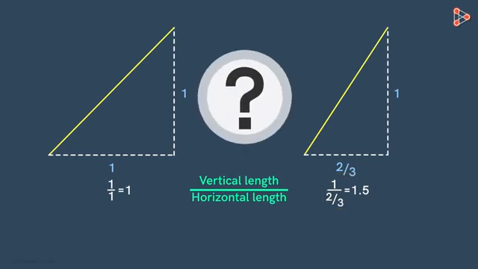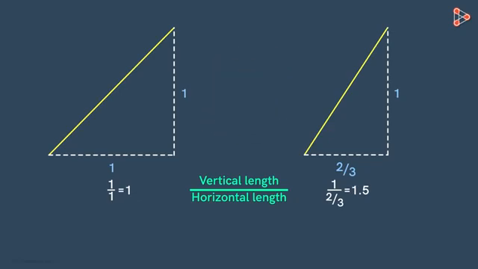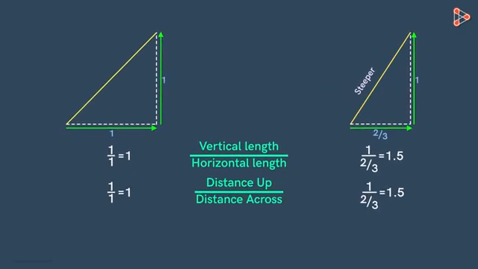What does this tell us? If we walk along these lines, this ratio tells us how much vertical distance we cover relative to the horizontal distance. So if the ratio is higher, it means that the slant line is steeper. We can also see this as the distance covered while going up per unit of the distance while going across.